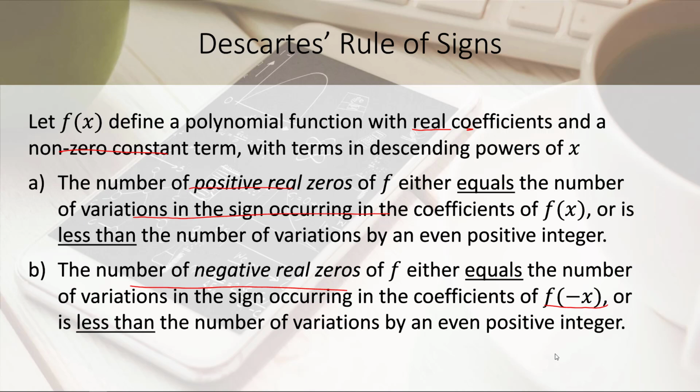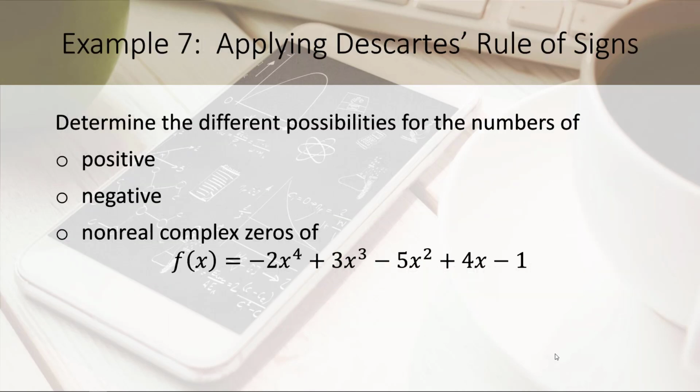How does that work in an example? Well, let's check this one right over here. Here's our function. We want to determine the number of different possible combinations of positive zeros, negative zeros, or complex. So let's take a look at f of x evaluated right here. We start off with a negative. It goes to positive here, so that's 1. It goes back to negative here, that's 2. It goes back to positive here, that's 3. And that goes back to negative here, so that's 4.